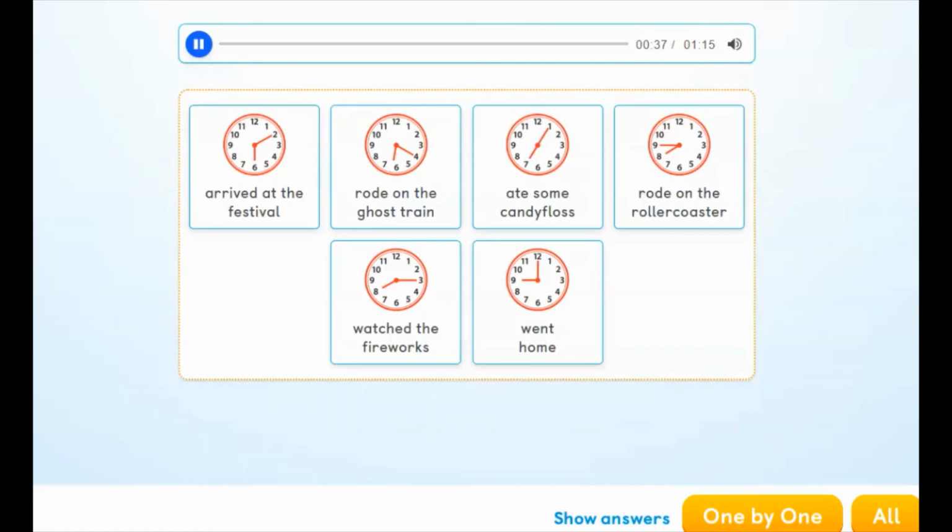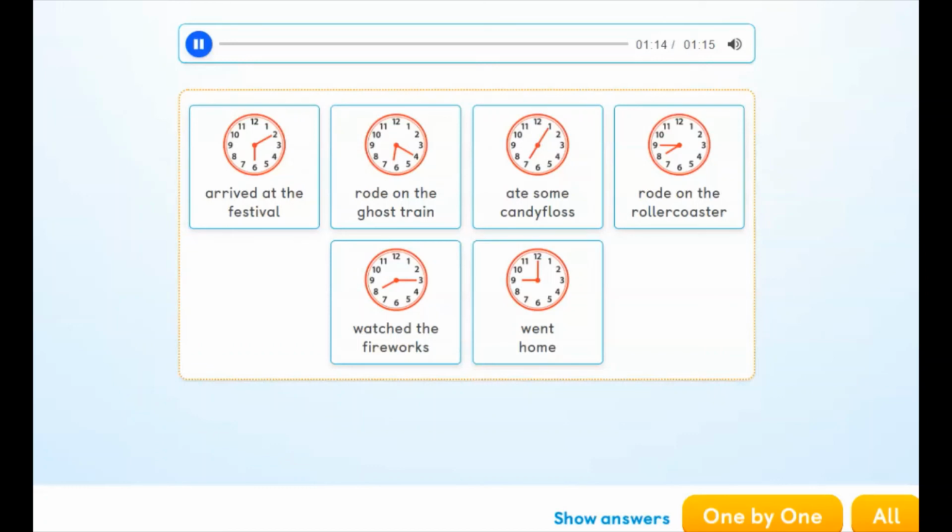What did you do after that? I rode on the roller coaster. What time did you ride on the roller coaster? I rode on it at 10 to 8. Was it high? Yes, it was. It was very high and very fast. What did you do next? I watched the fireworks. I watched them at quarter past 8. They were great. What time did you go home? I went home at 10 o'clock. It was a great festival.